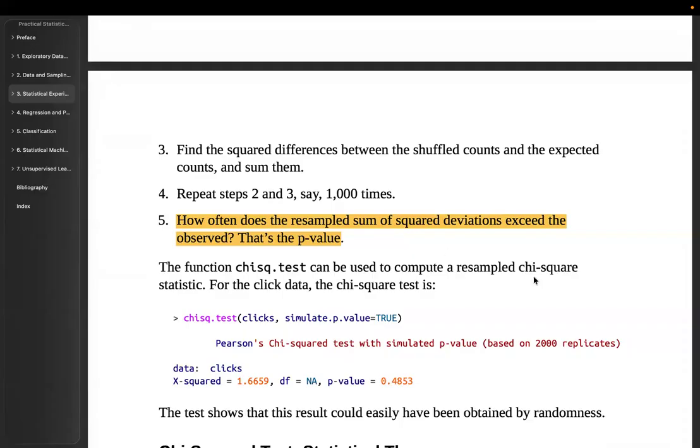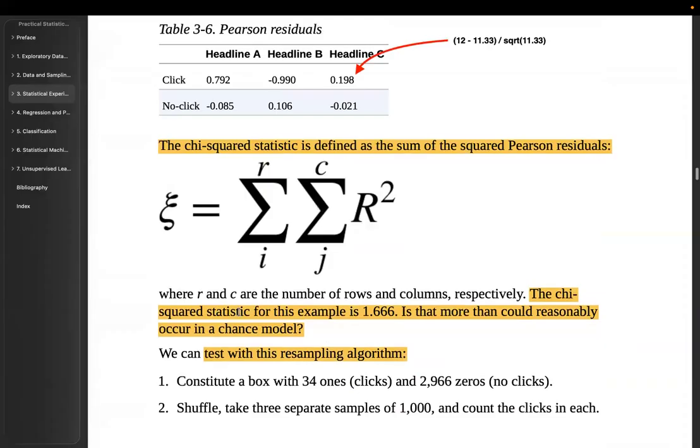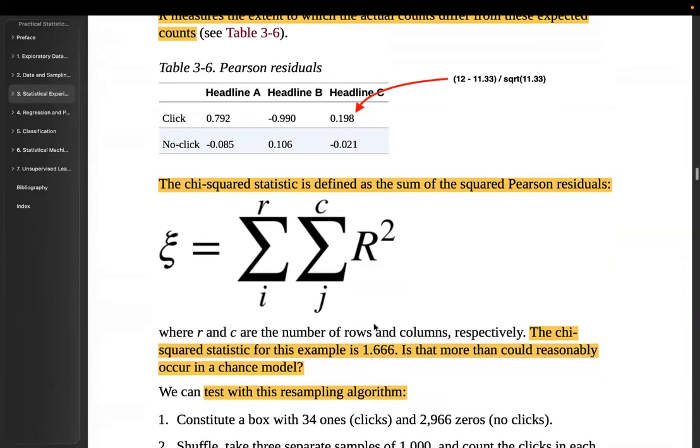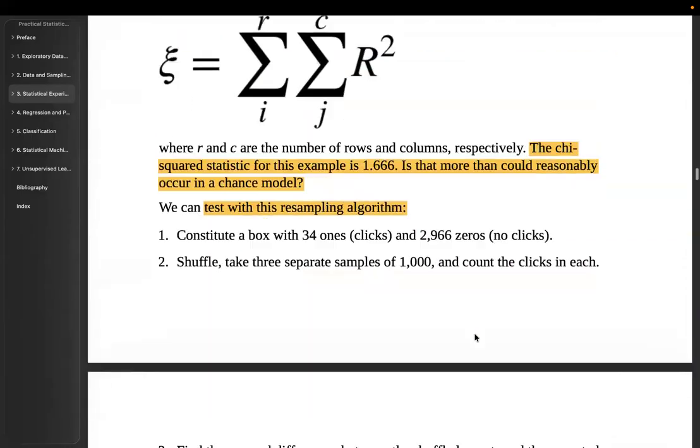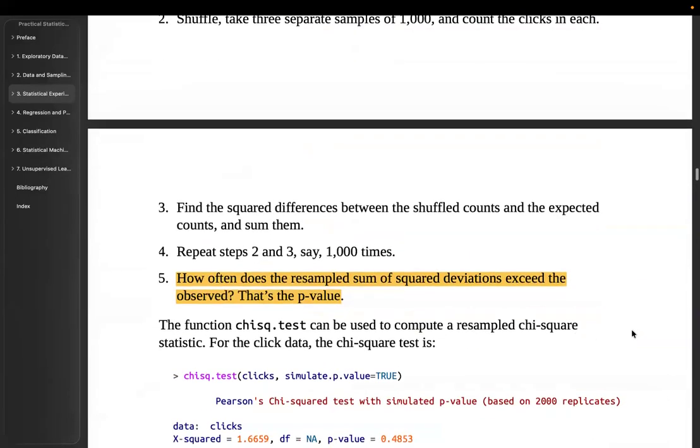Okay, so basically you just count the number of times out of 1,000. How many times did this square difference value exceed the 1.666 that we got? And that's all. That number of times it equaled or exceeded, right? And that is the p-value. That is the idea.